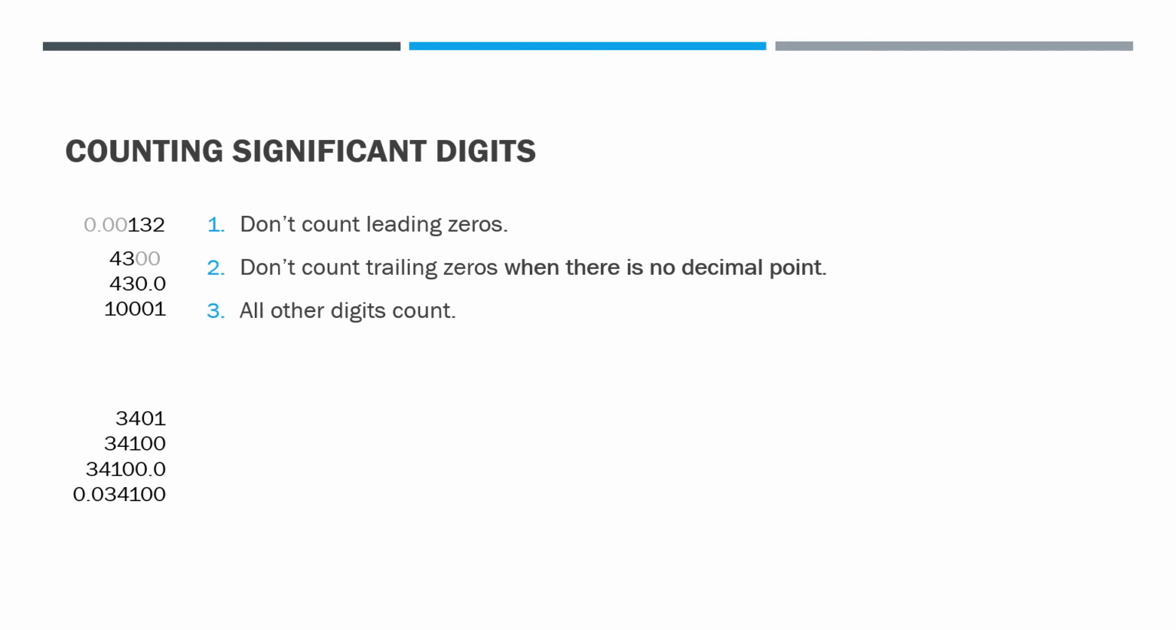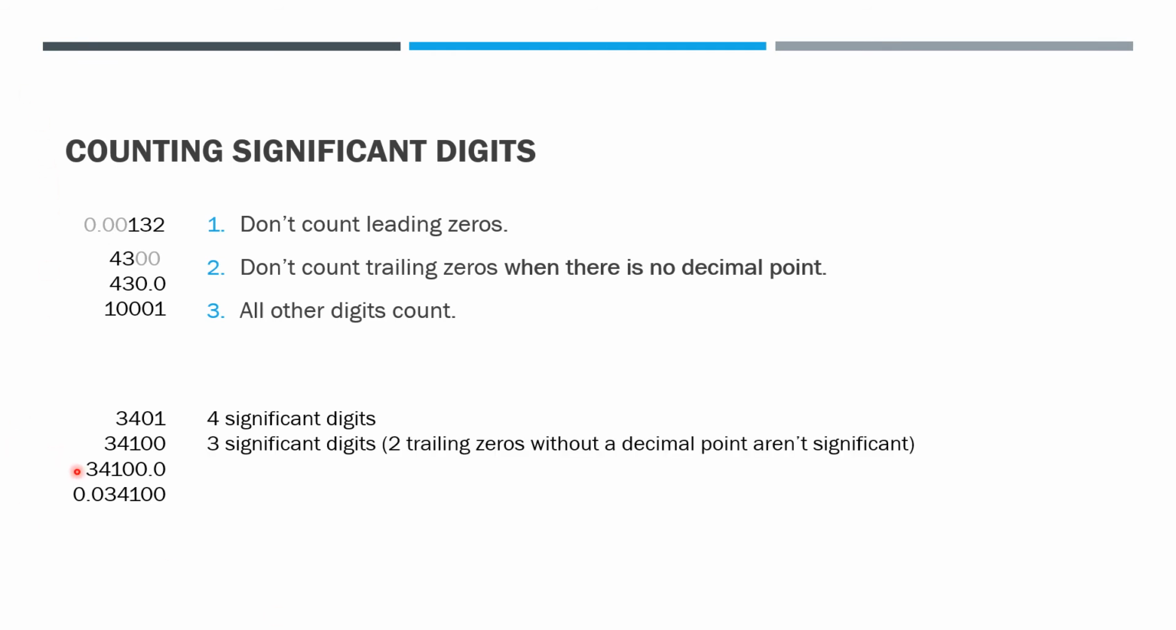So let's do a few more examples. Suppose I have 3401. How many significant digits does that have? Well, there's no leading zeros. There's no trailing zeros. So all these digits here must be significant. There's 4 significant digits here. How about this next one? Well, there's no leading zeros, but there are 2 trailing zeros, and I don't see a decimal point there. So they're not significant by rule 2. So there's 3 significant digits here for this one.